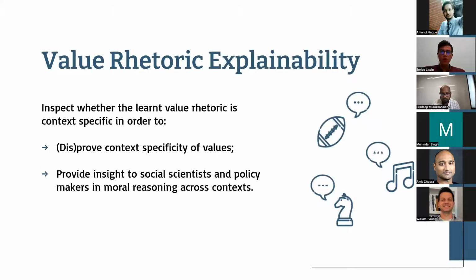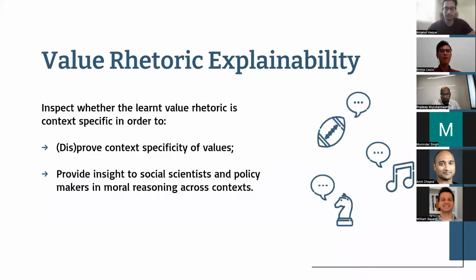So what do we do with this explainability? Why is this important? Well, we use it to inspect how value rhetoric changes. What are the differences in which people express values in different contexts? The reason why we do this, first of all, is to continue in our quest of exploring the hypothesis of context specificity of value expressions. But being able to explain the differences in moral rhetoric is also really important for social scientists and policymakers, because it helps them understand how people express and reason about the same concepts, but in different situations. And that is very important for understanding people, and on the other hand, understanding people's preferences and value preferences across different contexts.